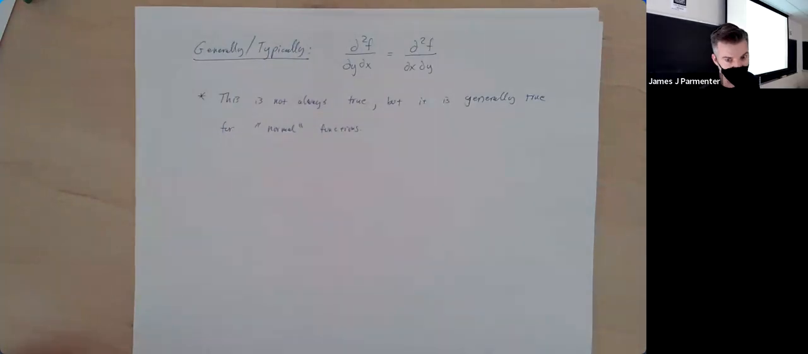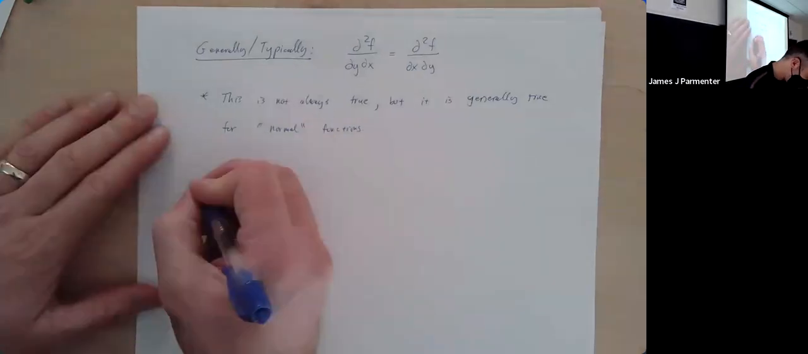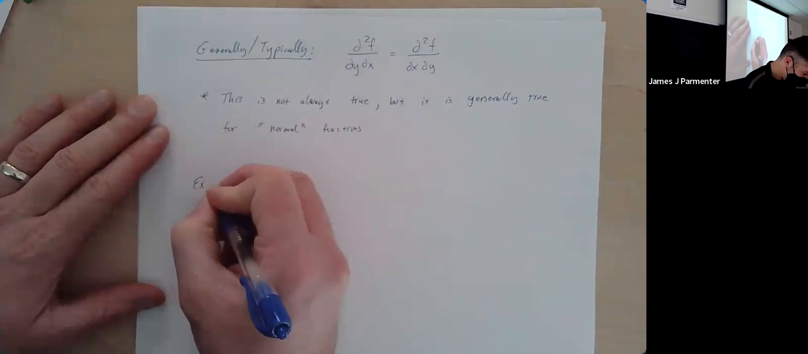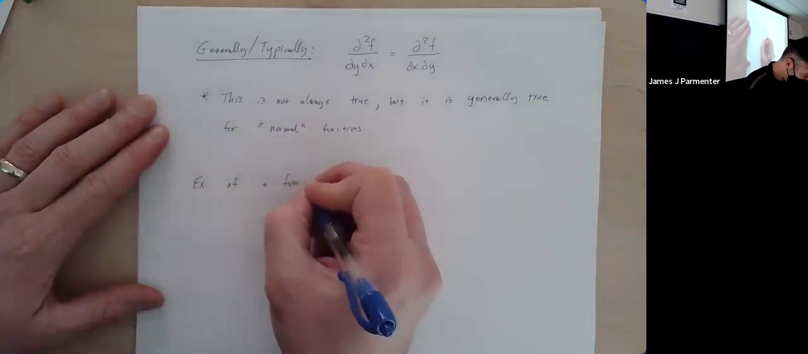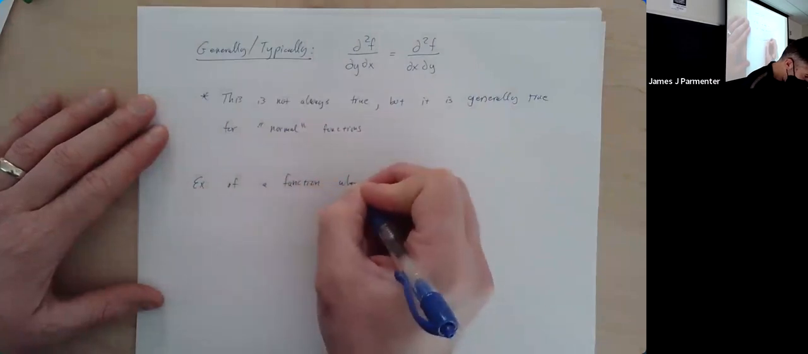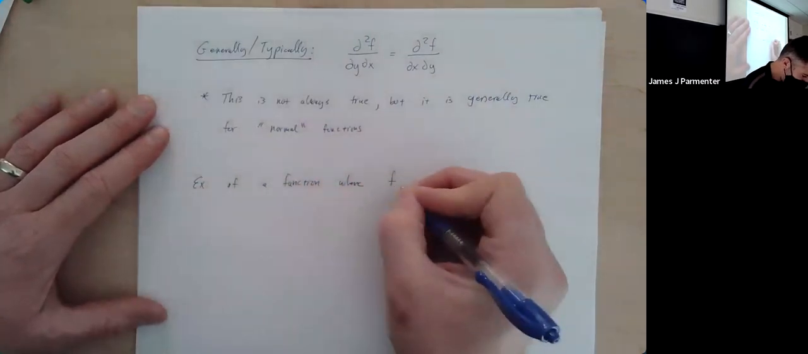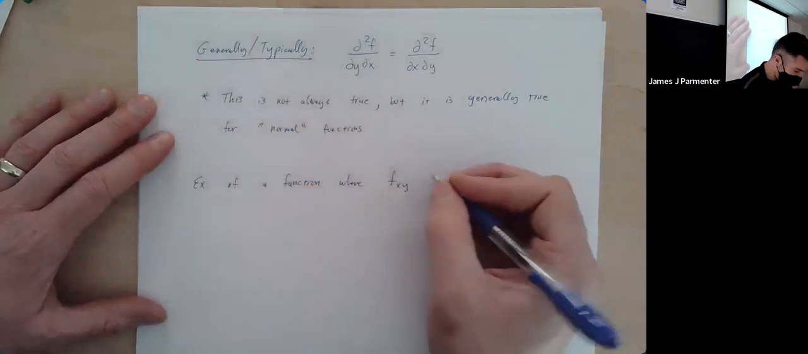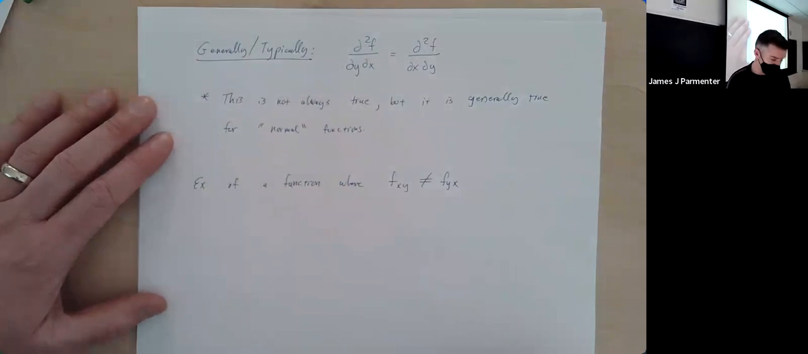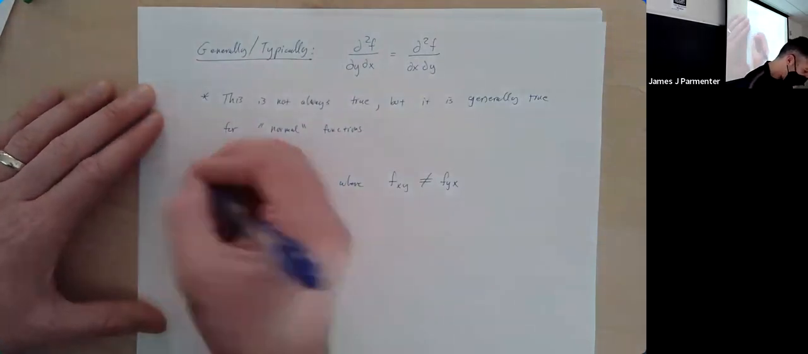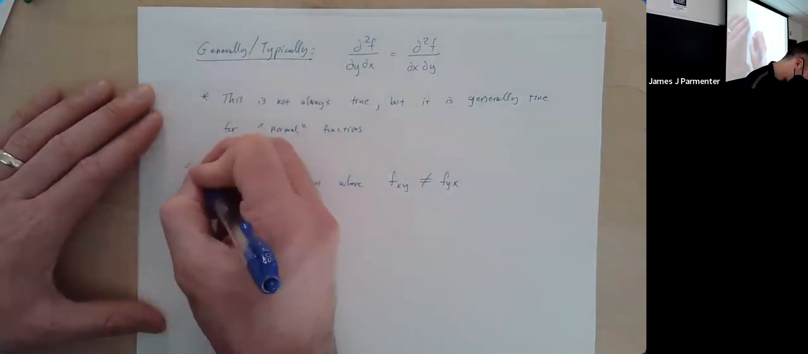Okay, so again, I don't want to get too deep into this, but I will point out here is an example of a function where these mixed partials, fxy and fyx, are not equal to each other. And this is probably the simplest example I know.